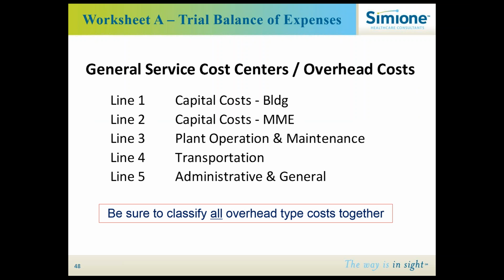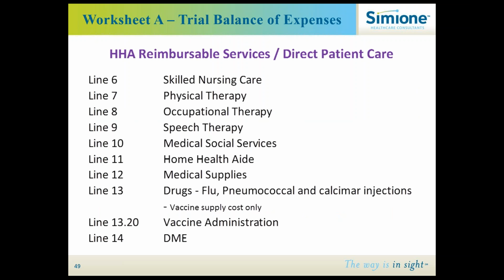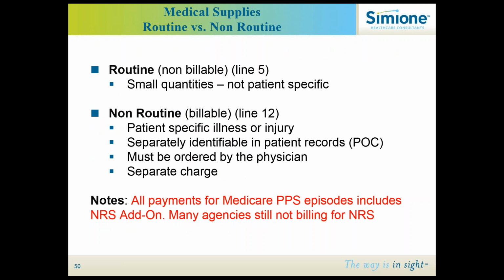Now your overhead cost centers are building, which is largely your rent, equipment, which could be depreciation, plant operation, which could be housekeeping, utilities, transportation, if you separate it from direct care services, and your administrative and general cost. Your services, your direct patient care is what everything gets allocated to, which of course is the disciplines, the 6 disciplines, medical supplies, drugs if you do flu, and DME if you do DME.